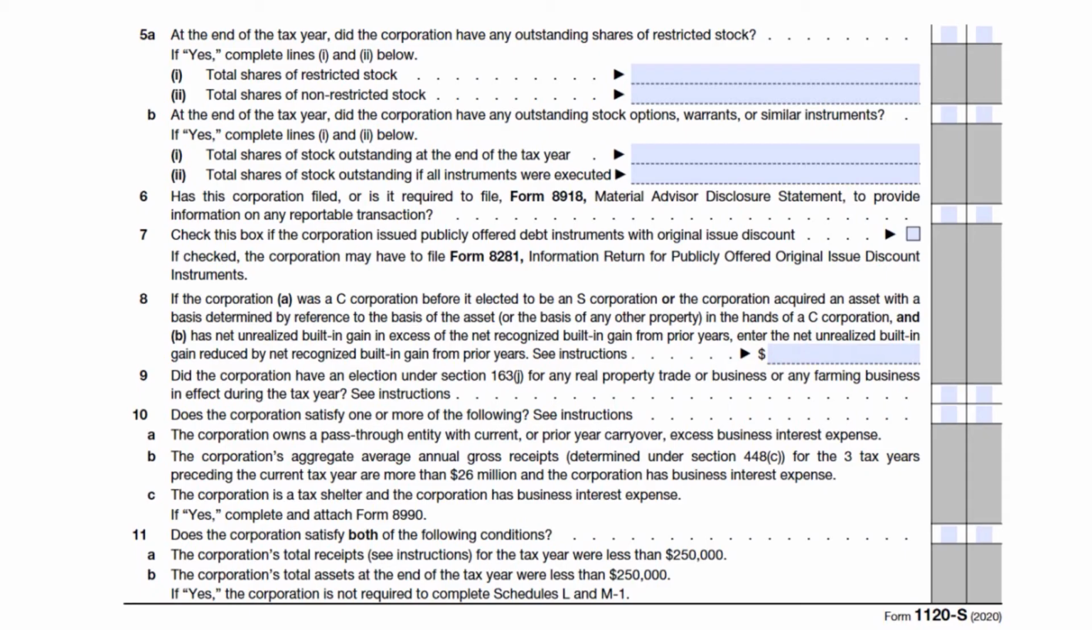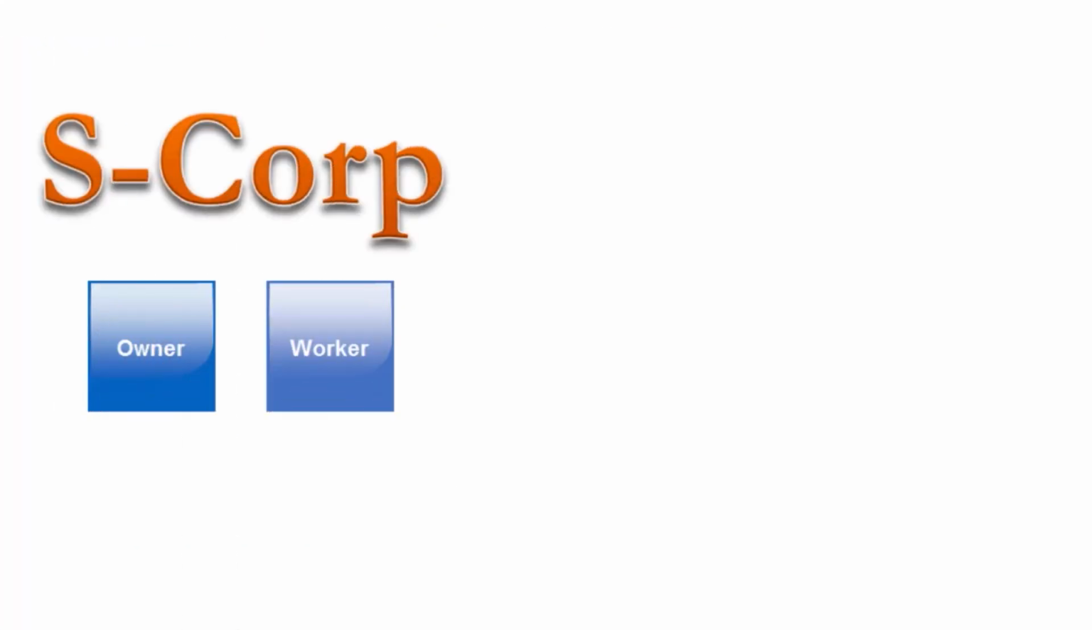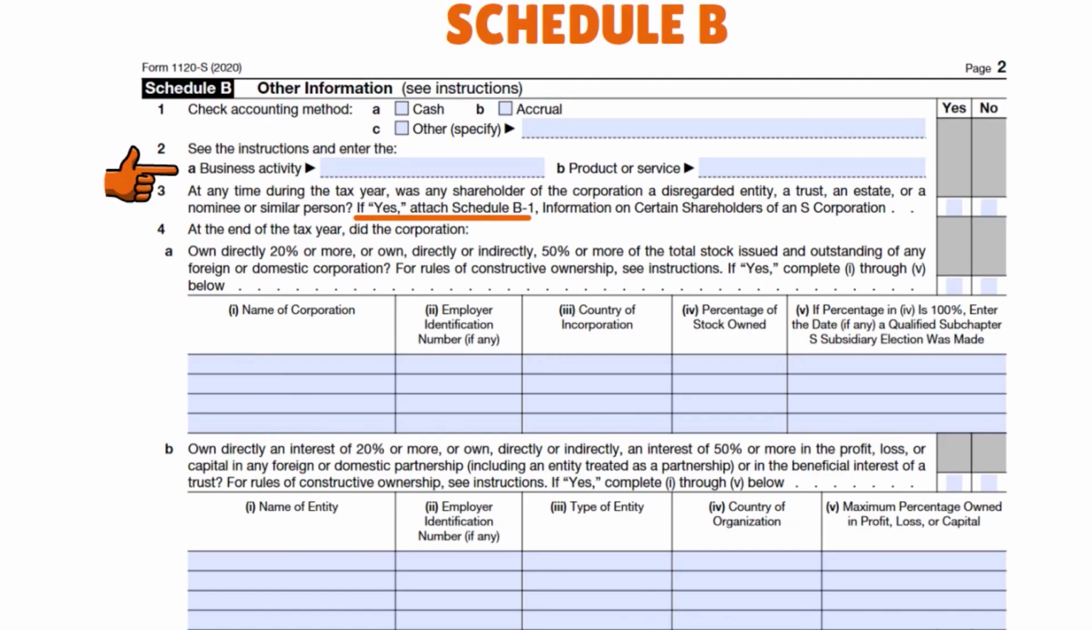Make sure that whatever information you have here, you back it up, because Schedule B has been known to be an audit trigger for a lot of S corporations, and the IRS is very adamant about making sure that S corporations are complying with the law. So whatever you put on Schedule B, be able to back it up.